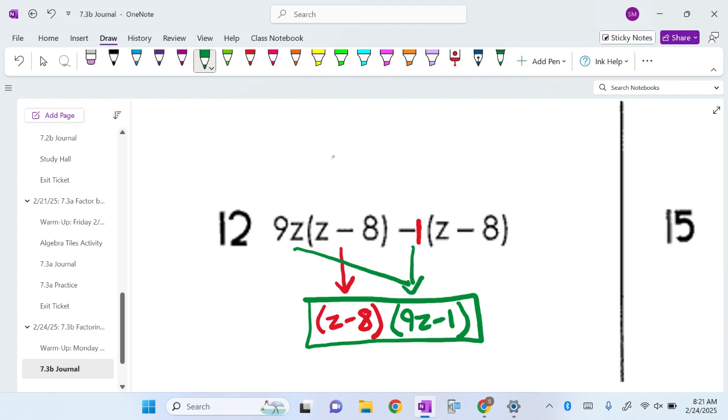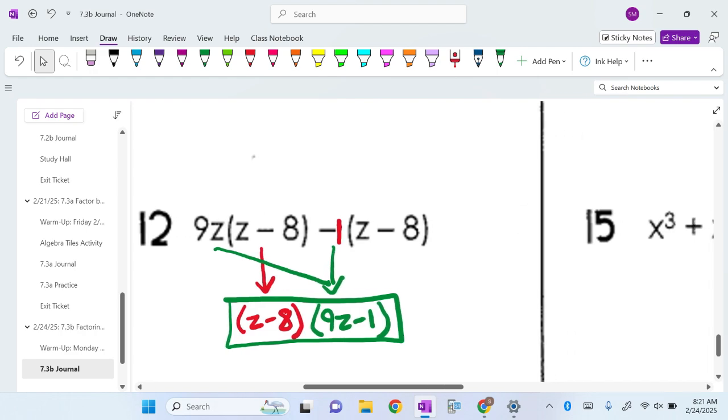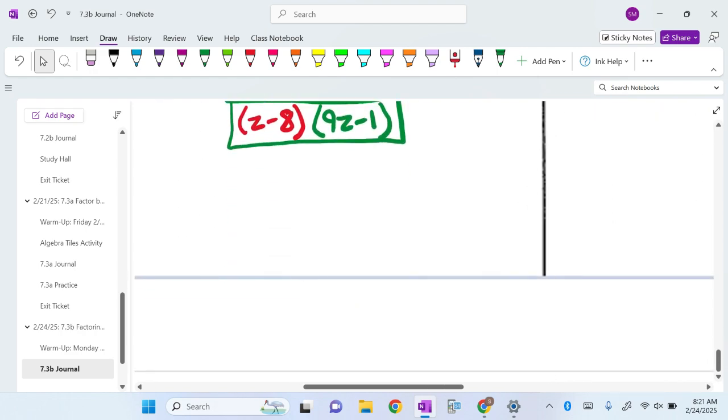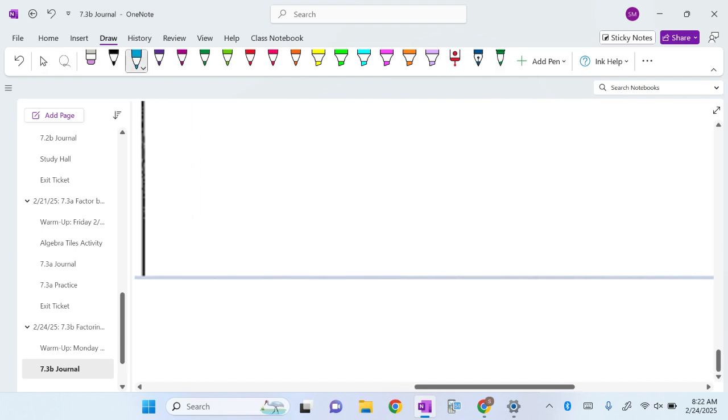Now, the reason we did this is because this is one of the last steps that we do when we factor by grouping. You may want to write this off to the side or you can write it below if you have room, but here are the steps for factoring by grouping.